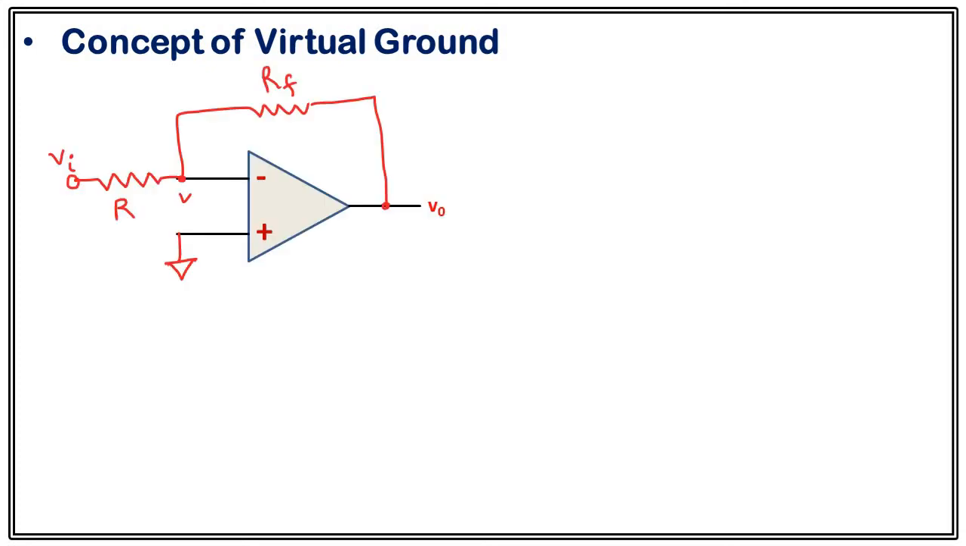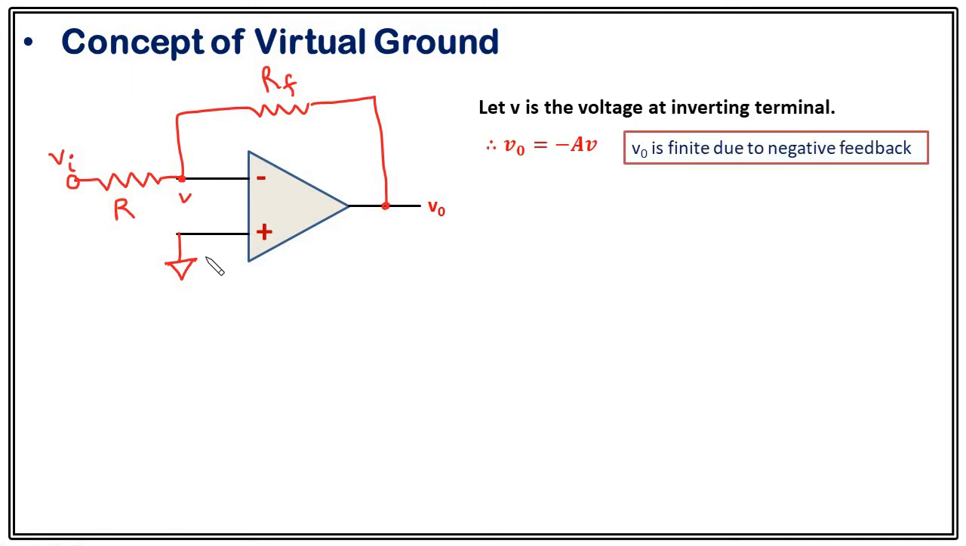This is the circuit which we have just seen. Just consider the op-amp. Let's assume that, due to this whole circuit structure, V is the voltage at the inverting terminal. As the non-inverting terminal is connected to ground, the difference voltage is minus V. Therefore, for the op-amp, V output is equal to the open loop voltage gain times the voltage difference. Therefore, we have V output equals minus AV.